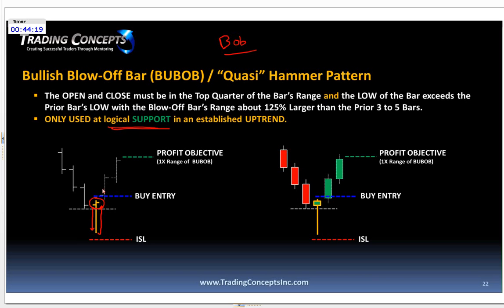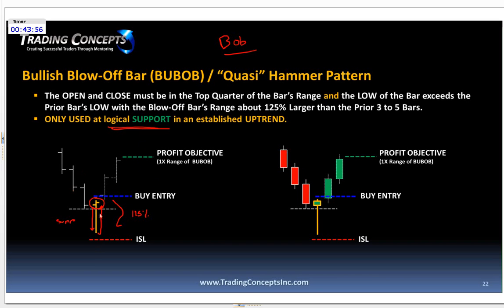As long as that bar is at logical support and the range of that bar is roughly 125% of the prior 3 bars' range. It's got to be a little larger of a range. It means volume picked up, and it looks like, again, a blow-off. Market kind of blows off some steam to the downside, closes higher. It looks like the market's going to move higher.